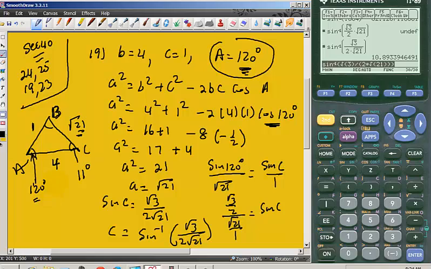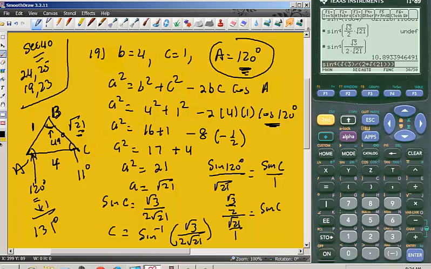Okay, so I have everything except angle B. So 120 plus 11 degrees is going to give me 131 degrees. So what's this going to be then? 49 is correct.